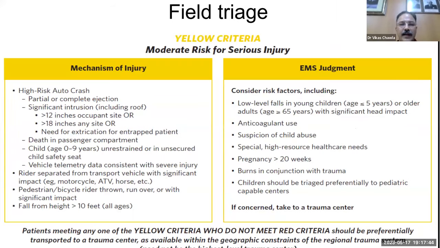The yellow category criteria for transfer of patients look at the mechanism of injury and the judgment of the emergency medical services. A few examples of mechanism of injury are a high-risk auto crash, for example partial or complete ejection, a pedestrian or bicycle rider thrown over, and a fall from a height of 10 feet for all ages. As far as EMS judgment is concerned, they look at whether the patient was on anticoagulants, whether the patient was of extreme age, or pregnancy more than 20 weeks. All these patients should preferably be sent to a trauma center, but at the same time, it need not be the highest level of care.